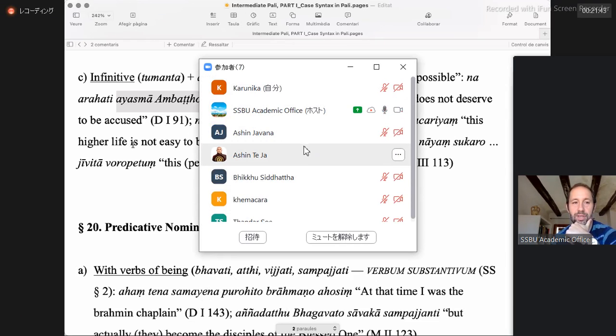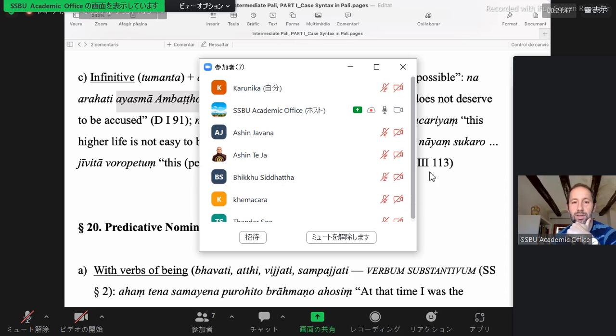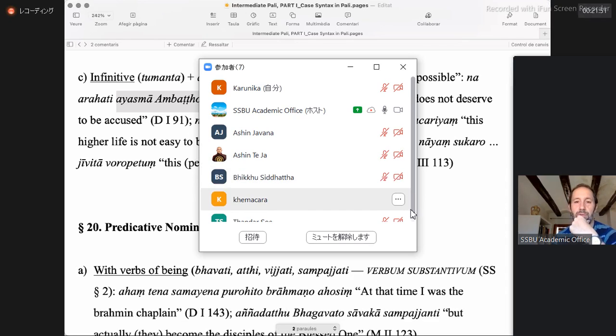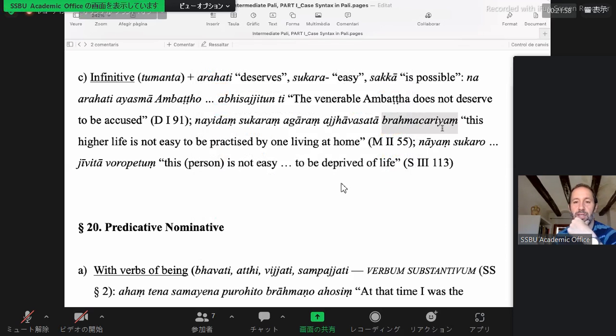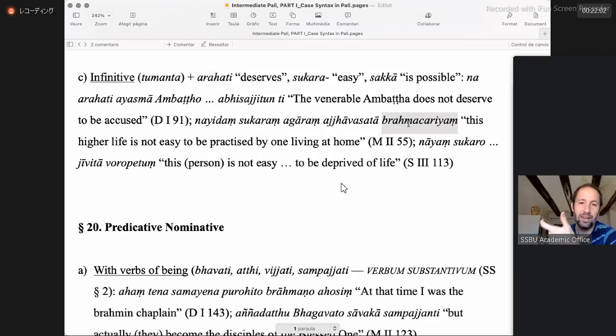This higher life is not easy to be practiced by one living at home. Nayidam sukaram agaram ajjhavasata brahmacariyam. So here, what is sukaram is the brahmacariyam, that is not sukaram. So this brahmacariya is not. Here again, I would say that there is a verb hoti that is elliptic. I'm not so sure about this example.